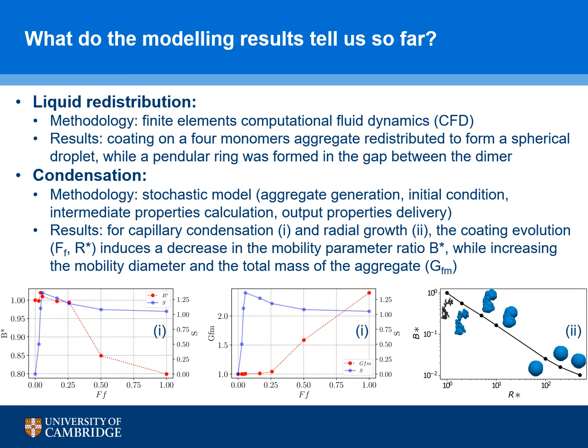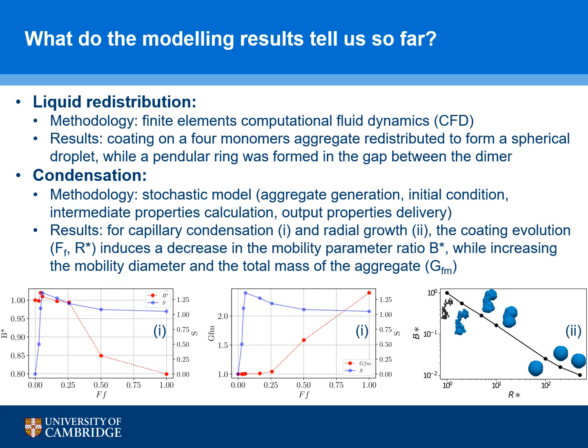Because heterogeneous condensation is an interplay between liquid redistribution and condensation, we have split this problem into two simpler ones. For liquid redistribution, the results based on CFD show that the 4 monomers aggregate can be almost spherically encapsulated, while for a dimer, a pendular ring was formed. To study condensation, a stochastic approach was developed.